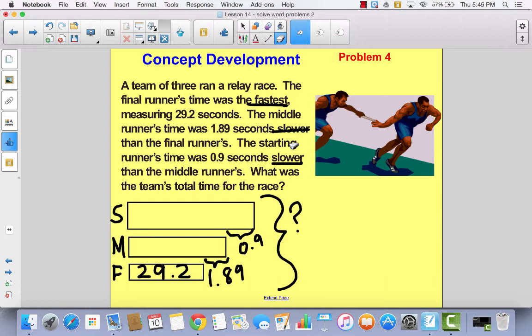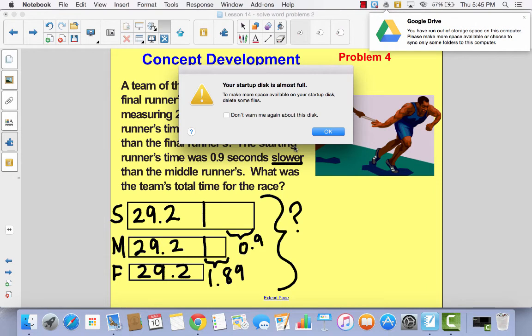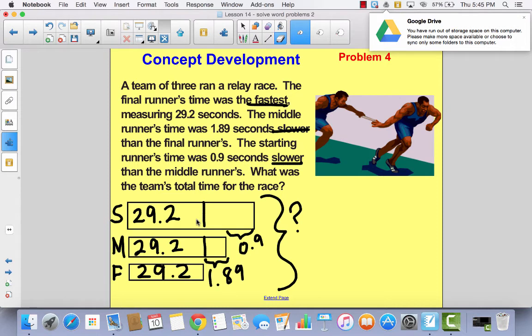So I'm kind of thinking back to problem 3. And if you'll remember, each of these runners ran 29 and 2 tenths seconds. But the middle runner ran 1 and 89 hundredths longer, and the starting runner ran 9 tenths longer than the middle runner.